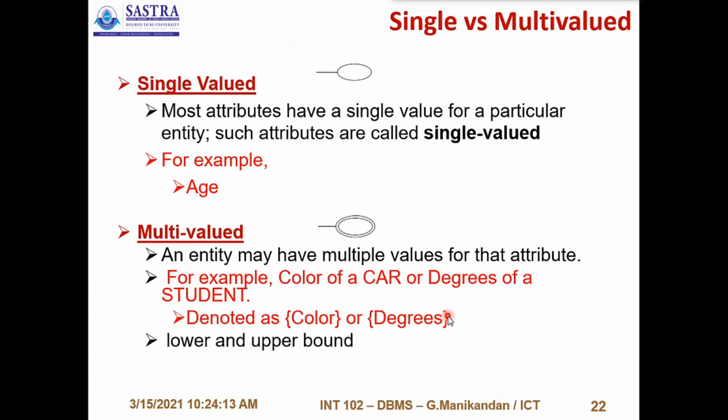So a person might have completed BTech, MTech, PhD, DSc, MPhil, MCA, like that. You can have multiple degrees. Again, what I am saying repeatedly is, according to your problem statement, if you are having a car and that car is going to have only a single color, then it comes under single valued attribute.